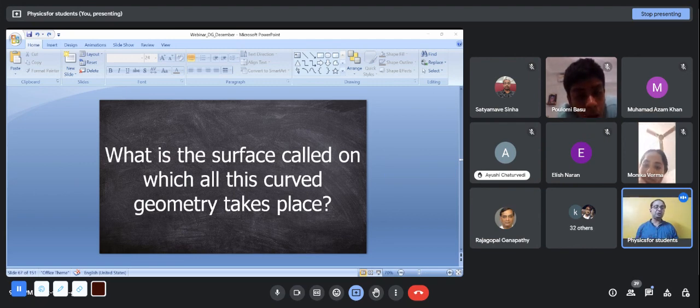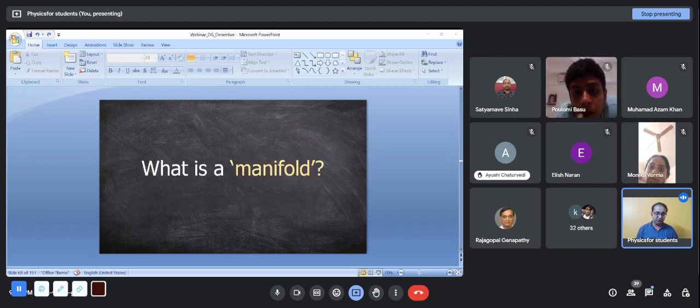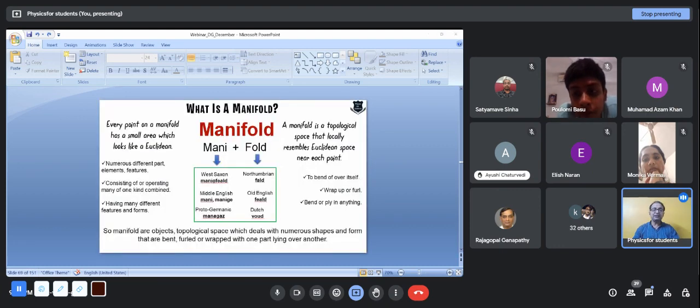We are now first going to understand the first mathematical component of general theory of relativity. What is this surface called? It is called a manifold. Now we are going into differential geometry a little bit, and then we will come to the Einstein field equations and complete our webinar. Now, what is the meaning of manifold? Simple, many folds, right? Any surface which has a lot of folds is called a manifold.